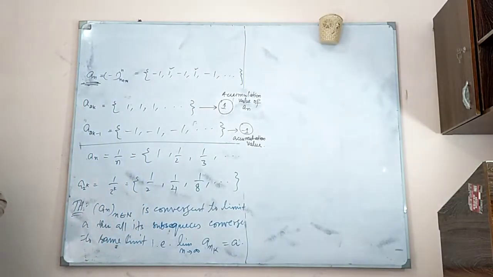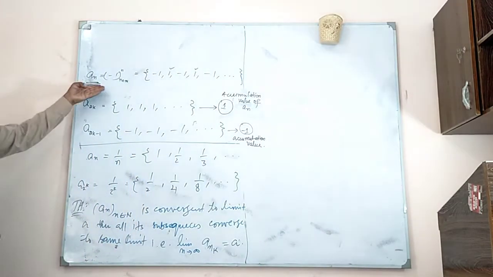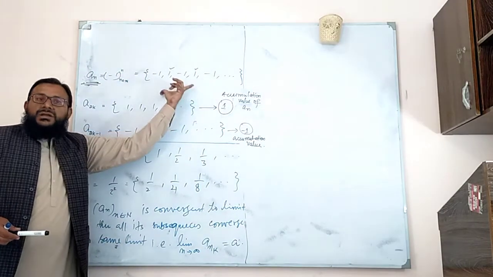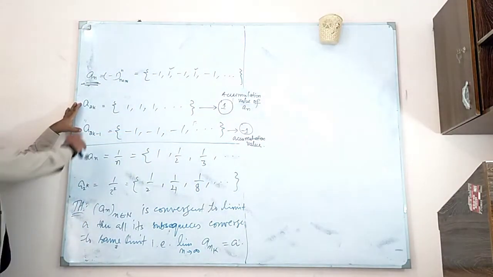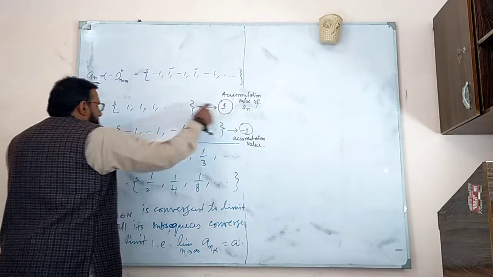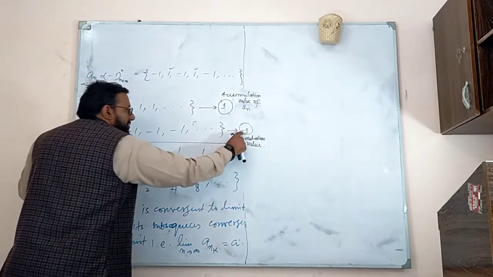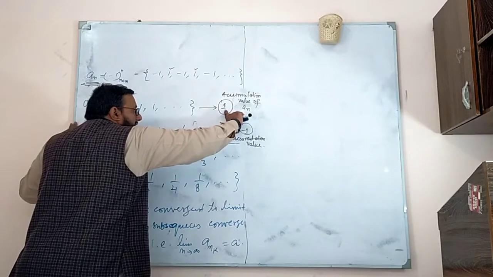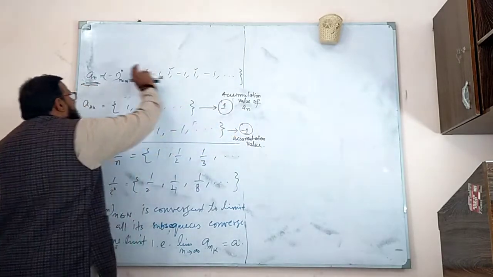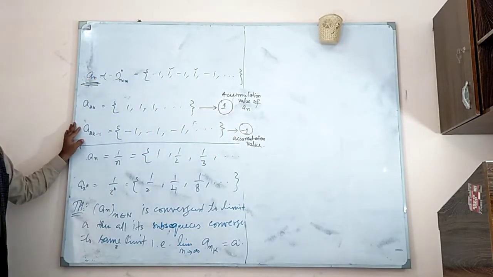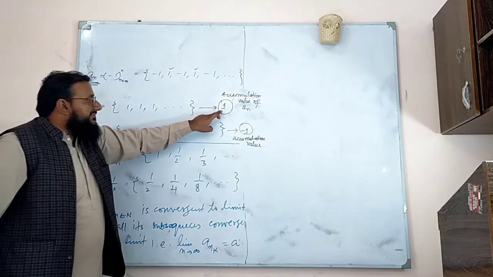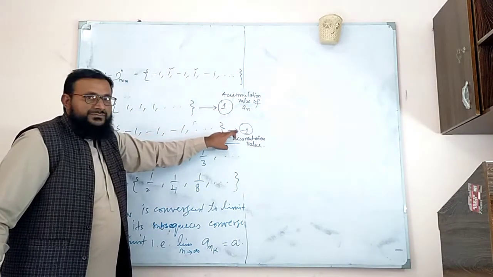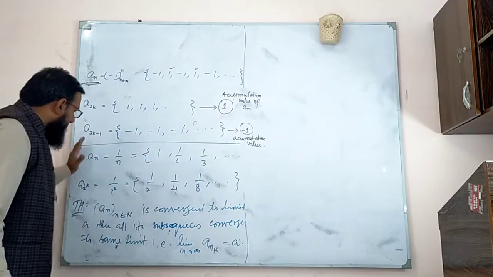So our original sequence is a_n, which is not convergent but bounded. We took its two subsequences: one converges to 1, another converges to -1. These two are called accumulation values of our original sequence. We are going to define what an accumulation value is, but this is just an example. How many accumulation values? 2: 1 and -1.